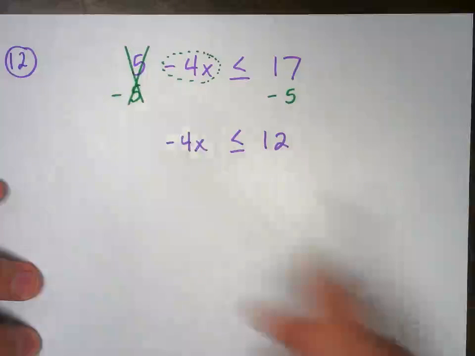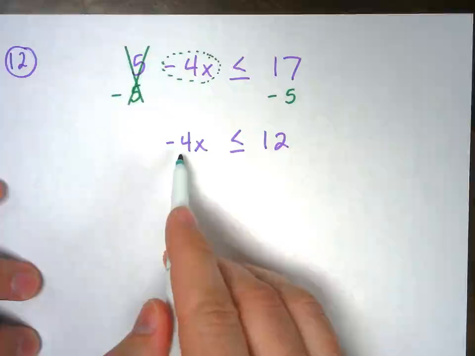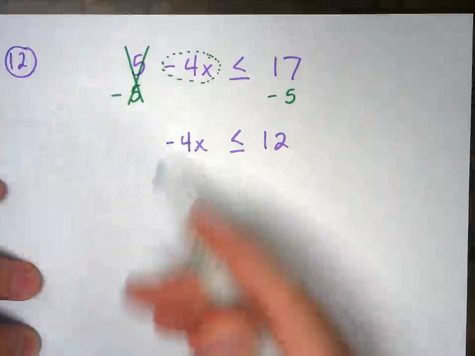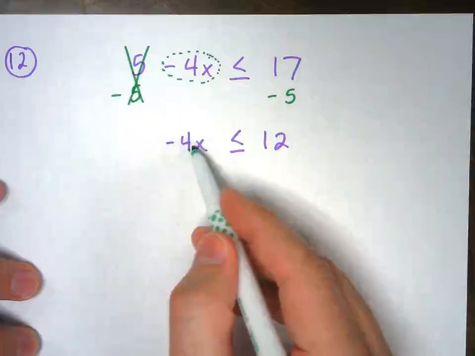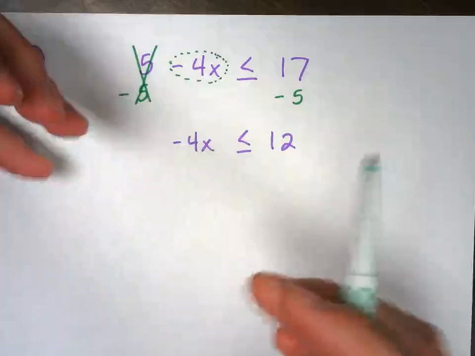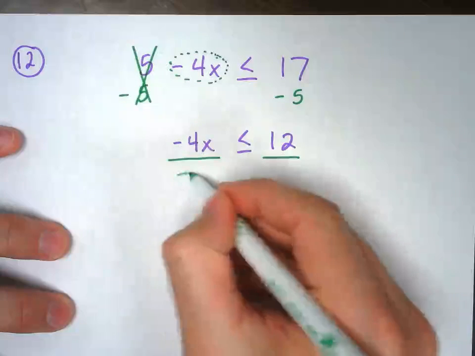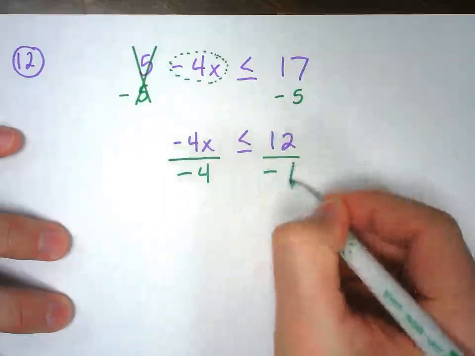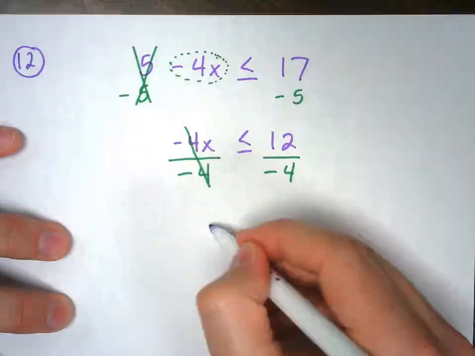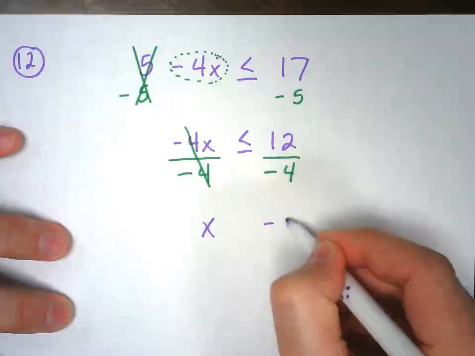So the next step here is to get rid of the negative 4. A lot of people would think I need to add 4, but that is incorrect. When you have negative 4x, those are connected through multiplication. That's negative 4 times x. So in order to break that apart, you have to divide by the coefficient. So divide both sides by negative 4. So the negative 4s would cancel out. You're left with x. 12 divided by negative 4 is negative 3.